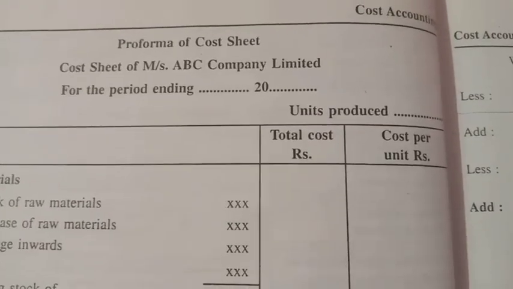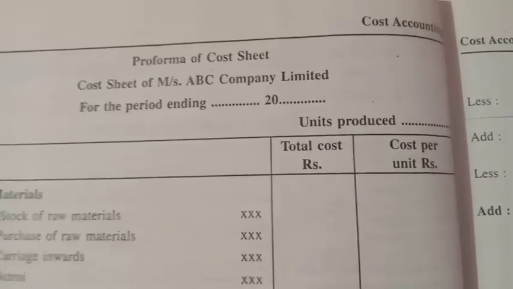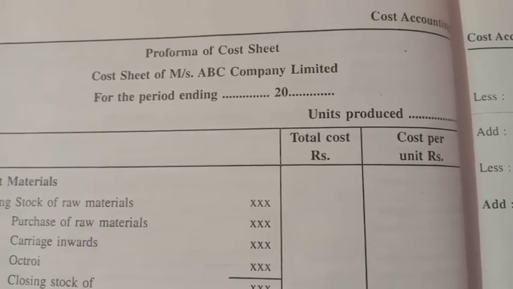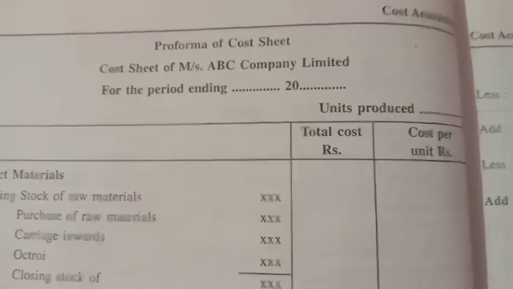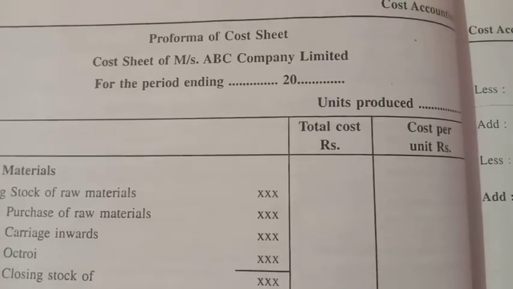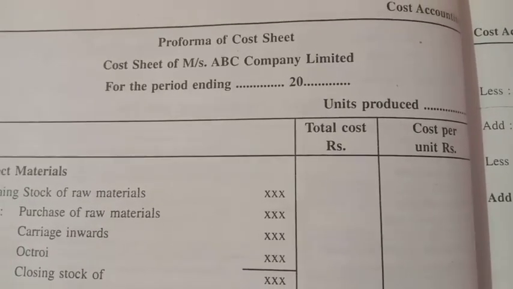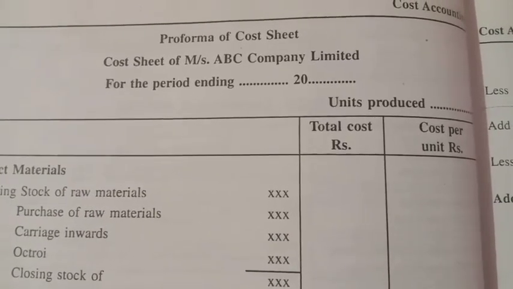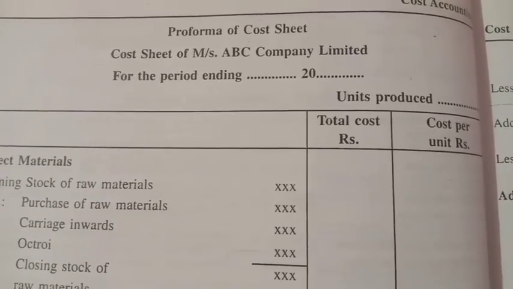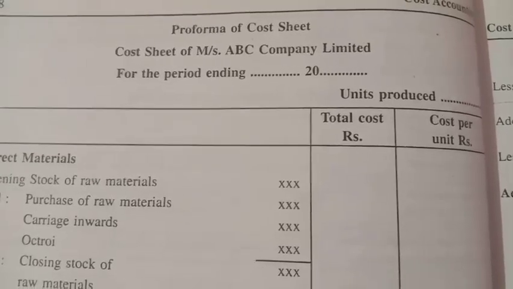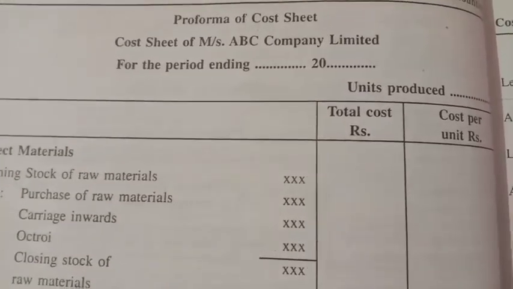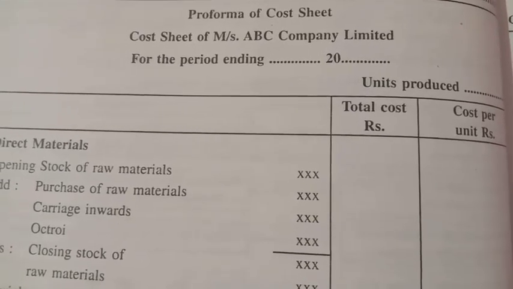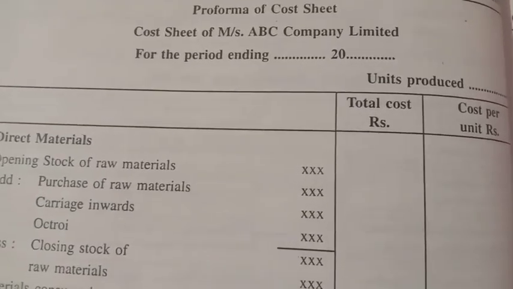On the right hand side, they mention units produced. If units produced is given in the problem, then we have to maintain two amount columns, that is total cost and the cost per unit. In case units produced is not given, we need not maintain two columns; we only maintain the total cost column. Cost per unit column is not required. Understand? We go for cost per unit calculation only if the units produced is given in the problem.